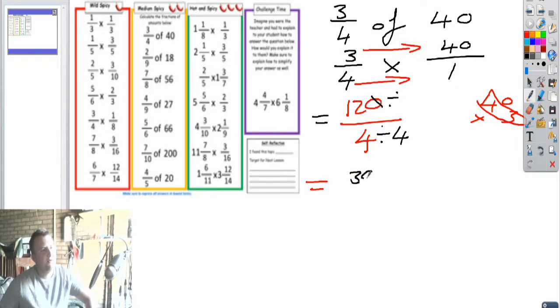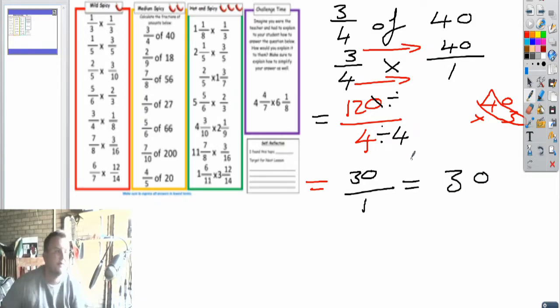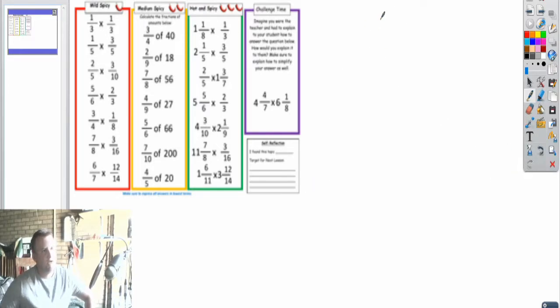And then I'm just going to add that 0 on again. And then 4 goes into 4, 1. So my answer is 30. 3/4 of 40 is 30. If you were able to spot the 3/4 of 40 is 30 even before the calculations, well done. That's really, really impressive. As you can see, the more complex they get, the longer your working out is. And if you miss out this working out, you're not going to get it at all.